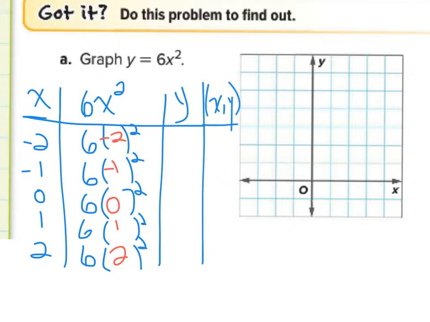-2 times -2 is positive. Right here, I'm right here, by the way. -2 times -2, because I'm solving for the exponent first, and then I will multiply. -2 times -2 is positive 4. Positive 4 times 6 is 24. So y is 24.